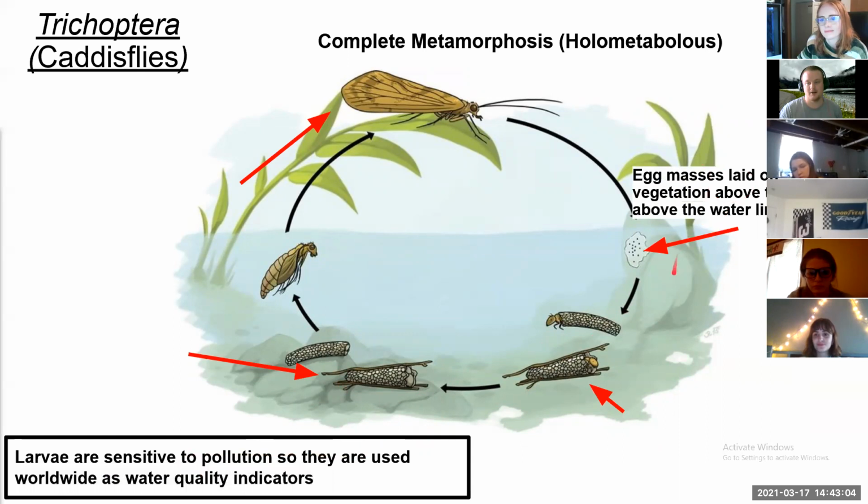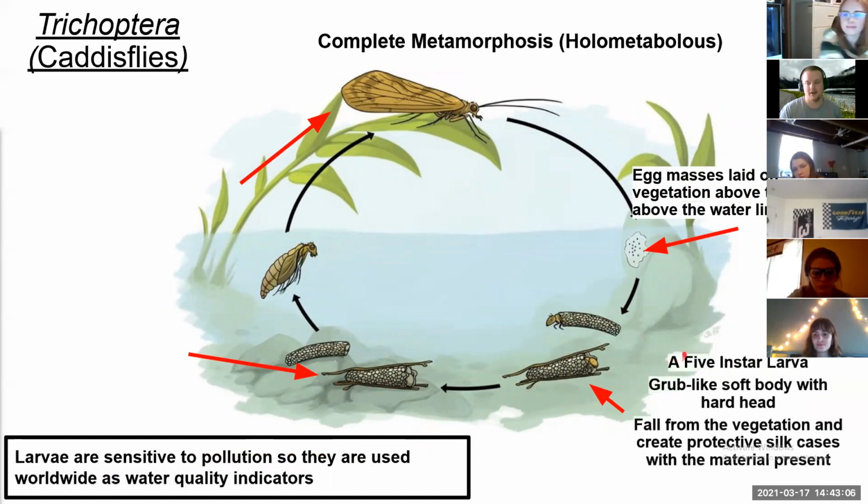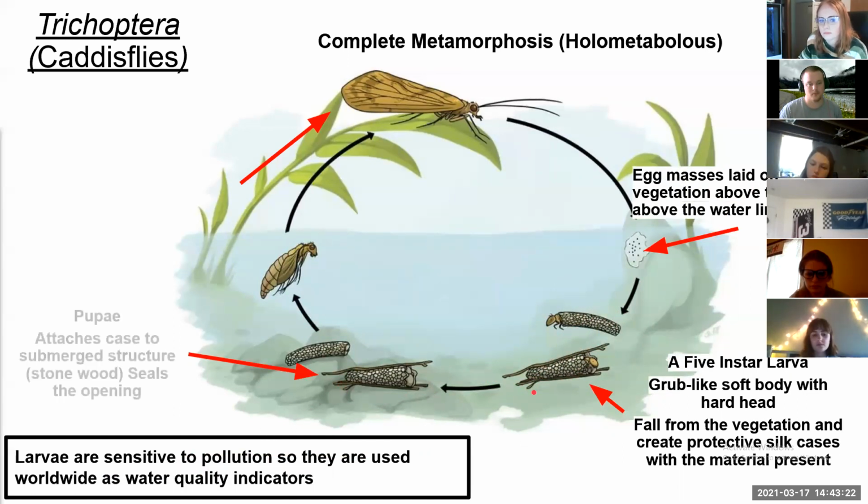Typically above the water line. And then the larvae have this soft grub-like body with the hard head, which might extend a little further back. They fall from the vegetation and then they build their case with silk and they'll live in the water. Yeah, so they might have a case that attaches to a submerged structure, like in this picture here.